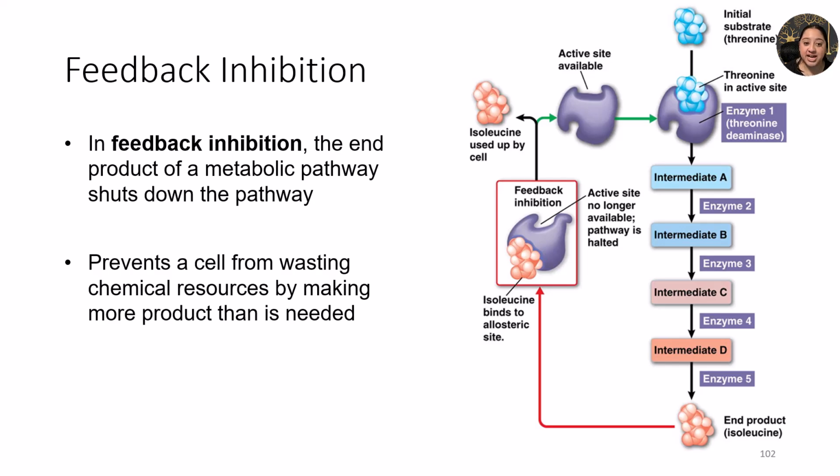So in feedback inhibition, the end product of the pathway feeds back and shuts down the whole pathway. This is really helpful. It helps prevent a cell from wasting chemical resources by making more product than is needed. So it's super helpful.